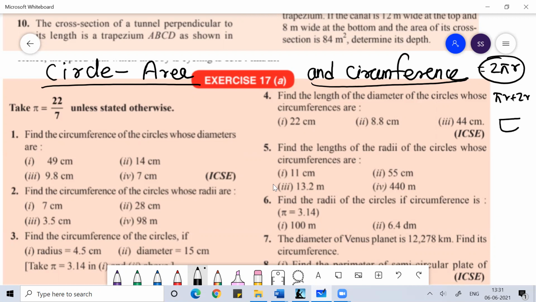Because this is pi r, this part is pi r, and this is 2r. Okay, sir. Okay, fine.